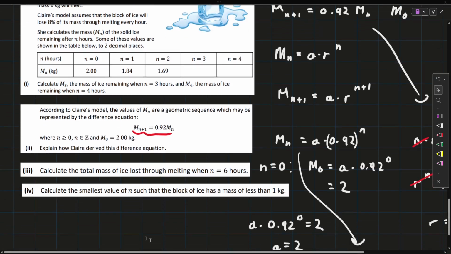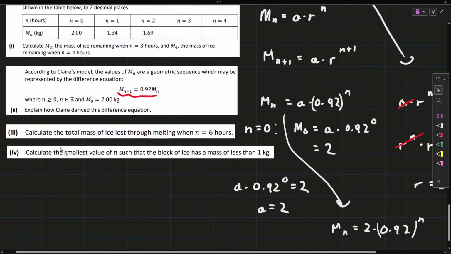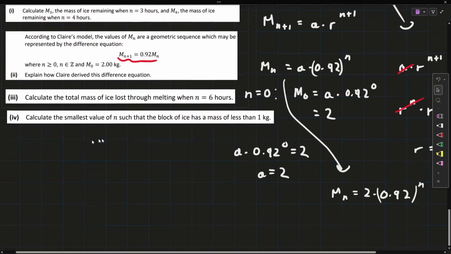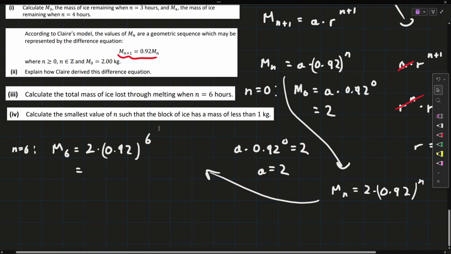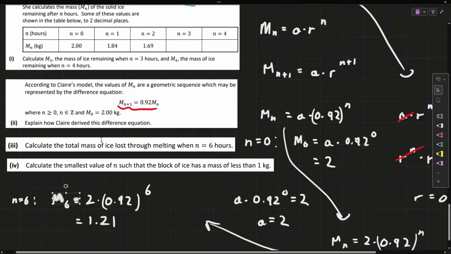Then, just to play around with this a little bit, we'll look at some of these questions. What's the total mass of ice lost when n is 6 hours? Well, we just have to plug in n equals 6, and we'll get that m of 6 will be equal to 2 times 0.92 to the power of 6, which should make intuitive sense. We're multiplying by 0.92 6 times. That's what our difference equation is. And when you put that into your calculator, you'll get that m is roughly 1.21 kilograms. So this is how much mass is remaining. That's the context of the question.